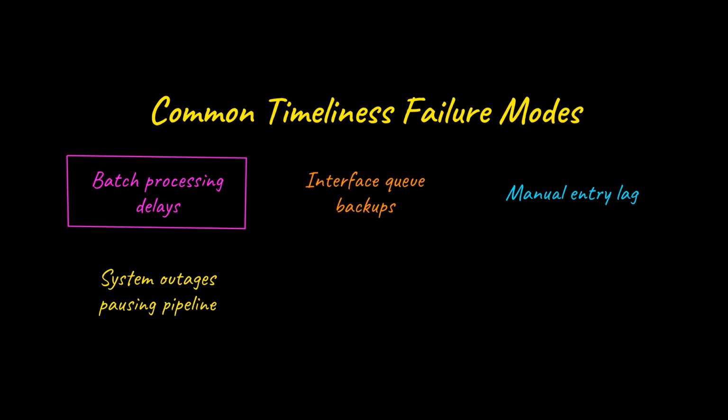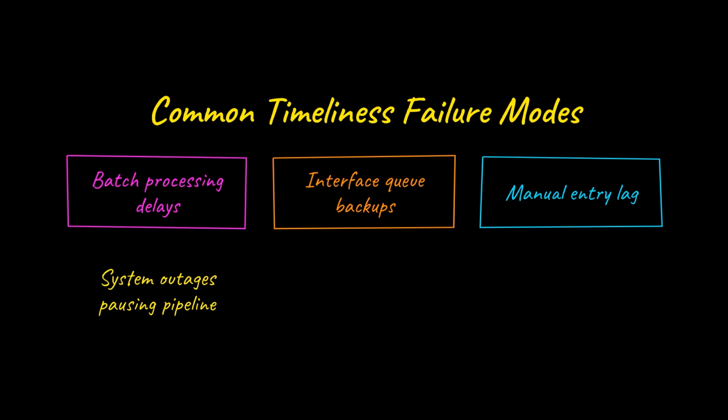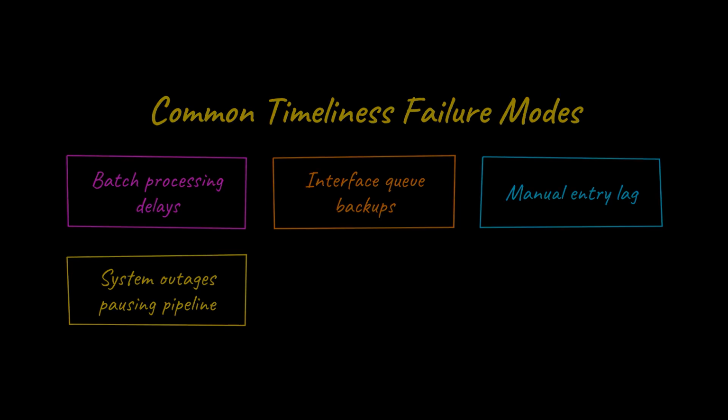Batch processing can hold data for hours or days. Interface queues can stall under load. Manual documentation lags the underlying event. System outages pause the entire pipeline. Each failure mode has specific monitoring and mitigation strategies, including service-level agreements.